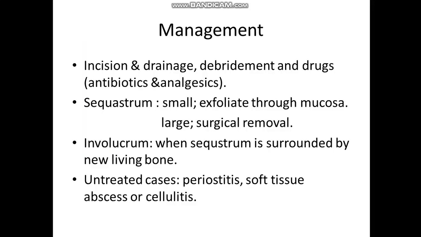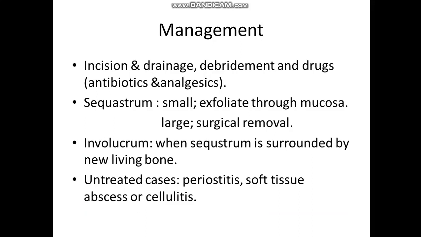The management could be surgical by incision and drainage in case of suppuration. Debridement, that means cleaning of the area, and also medications could be given, antibiotics and analgesics. Sequestrum, which is non-living bone, should be removed because if it is left, it may be considered a foreign body, and this will lead to further infection and inflammation. If the sequestrum is small, it can be exfoliated by itself through the mucosa, but if it is large, it needs surgical removal, incision and removal of the sequestrum.